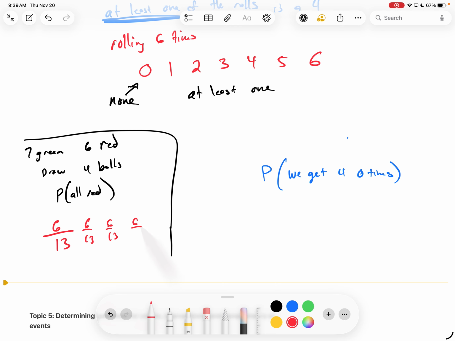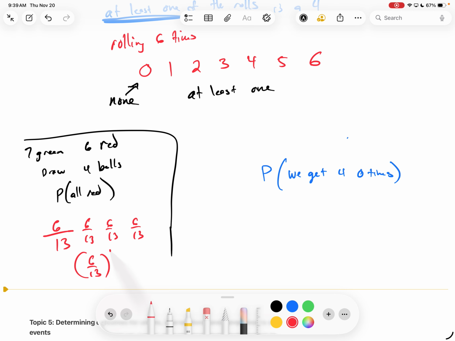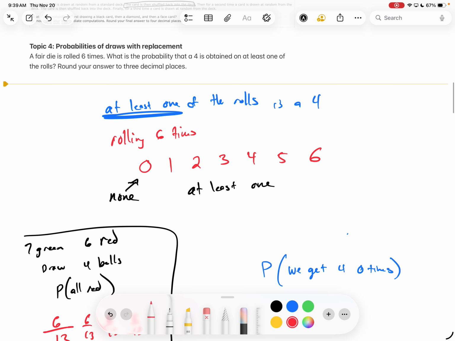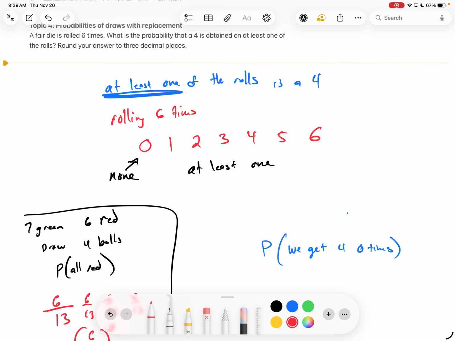What's the probability I do get a 4 when I roll a die? 1 out of 6. What's the probability I don't get a 4? 5 out of 6. So the probability that I don't get a 4 is 5 out of 6. But I am doing this 6 times. I already kind of talked about this. Instead of writing this 6 times, I'm going to do it this way: 5 out of 6, 6 times. That would be the probability that I do not get a 4.